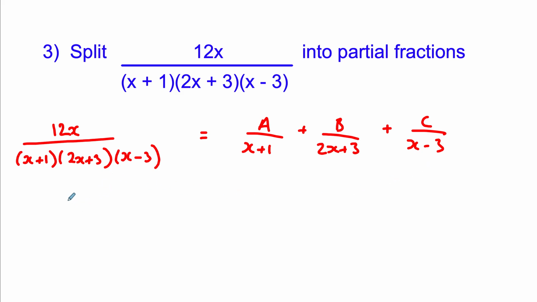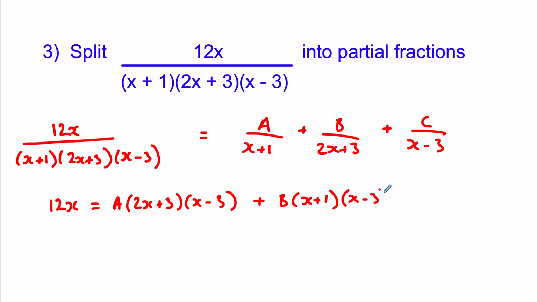But in order to answer the question, I'm going to multiply by the left hand side. It's going to make these a little bit more complicated. This time, only the x plus 1 term is going to cancel, so I'm going to have a times 2x plus 3 and times by x minus 3. B is going to be times by x plus 1 and x minus 3. And c is going to be multiplied by x plus 1 and 2x minus 3.